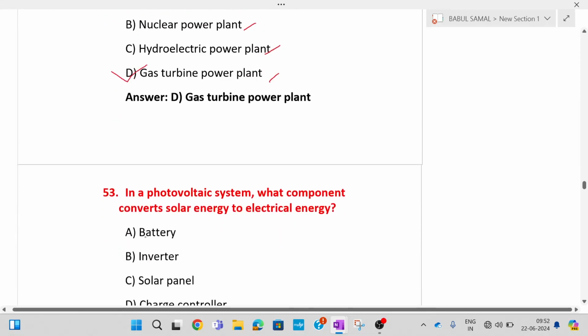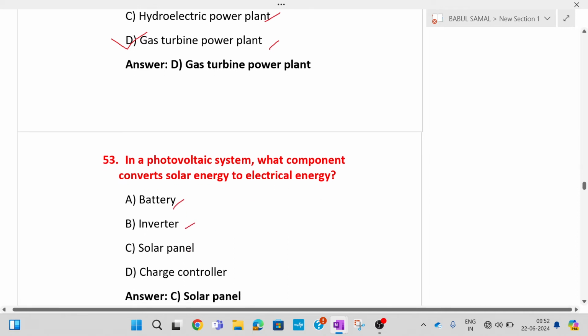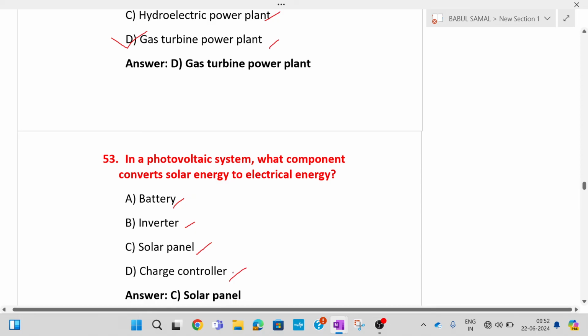Next question, in a photovoltaic system, what component converts solar energy to electrical energy? Options are battery, inverter, solar panel, charge controller. So solar energy question is being asked. So definitely solar panel will be the correct answer.